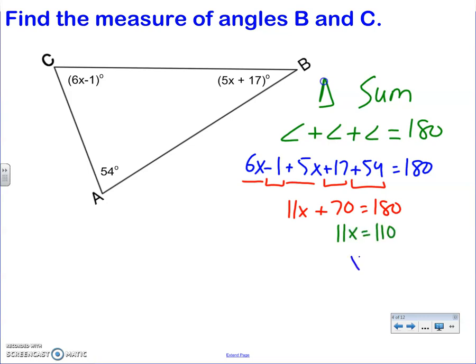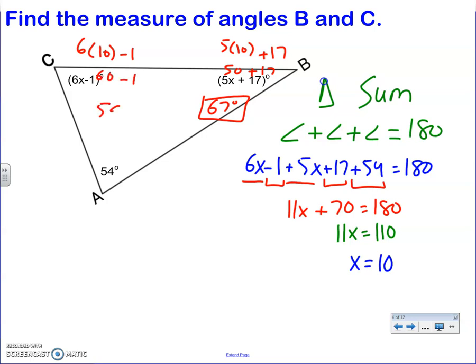Divide by 11. Get 10. Do they want x? The answer is no. They say they want angles B and C. So we're going to plug it in. B is 5 times 10 plus 17. 5 times 10 is 50 plus 17. That makes 67 degrees. All right, for C, that is 6 times 10 minus 1. 6 times 10 is 60 minus 1. That is 59 degrees. So we found both of them.